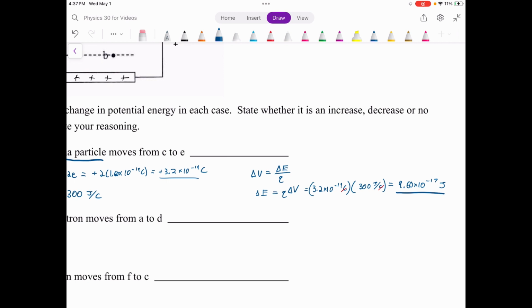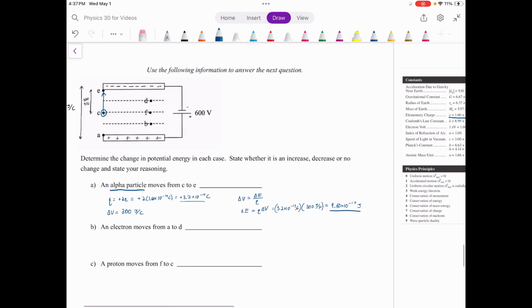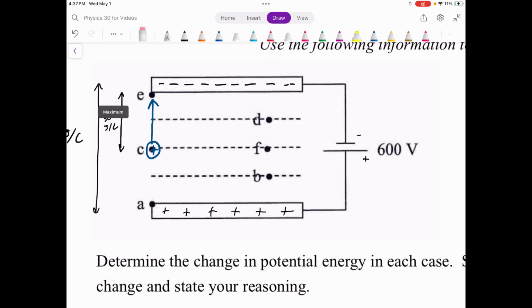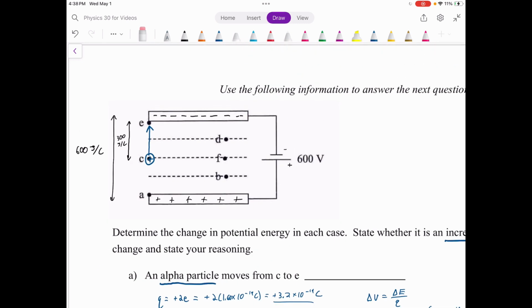Okay, so that is its change in potential energy. That's how much the alpha particle's potential energy changed by. But the question now is, did it gain that much potential energy? Did it lose that much potential energy? Or did its potential energy not change? I mean, obviously, it didn't not change. We just calculated how much it changed by. But to think about whether that's a gain in potential energy or a loss in potential energy, right, we have to ask ourselves, okay, so does it have more potential energy here or here, right?